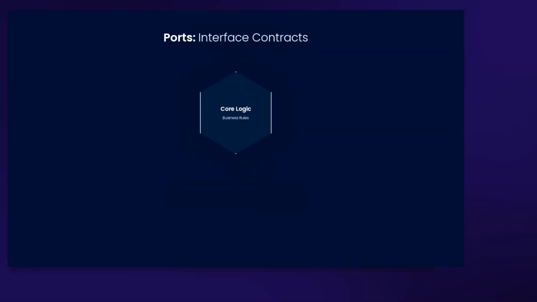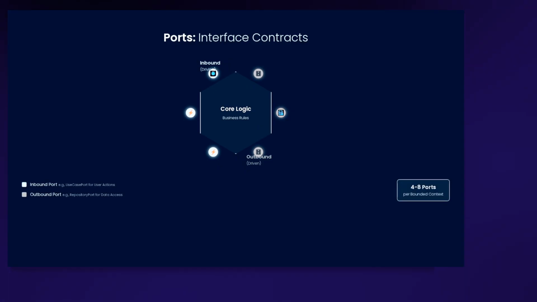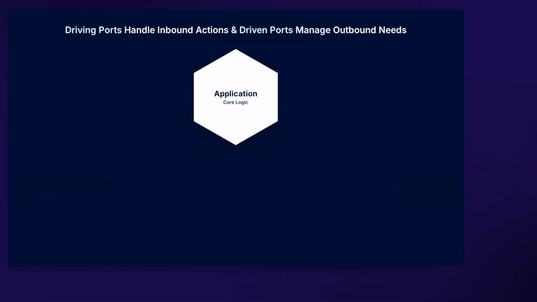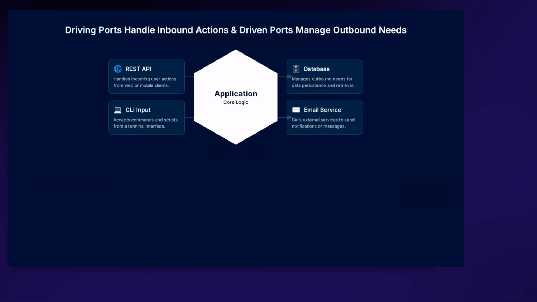Ports are interfaces that define clear contracts for both inbound or driving interactions, like user actions through a use case port, and outbound or driven interactions, such as data access via a repository port, typically numbering 4 to 8 per bounded context. Driving ports handle incoming user actions, such as REST API calls or CLI inputs, while driven ports manage outbound needs like data persistence to databases or calls to external services like email providers.